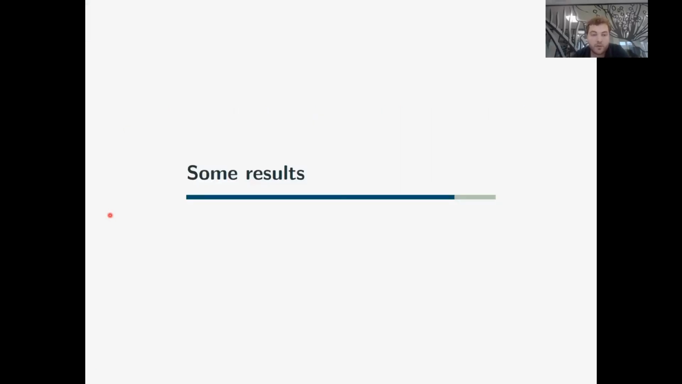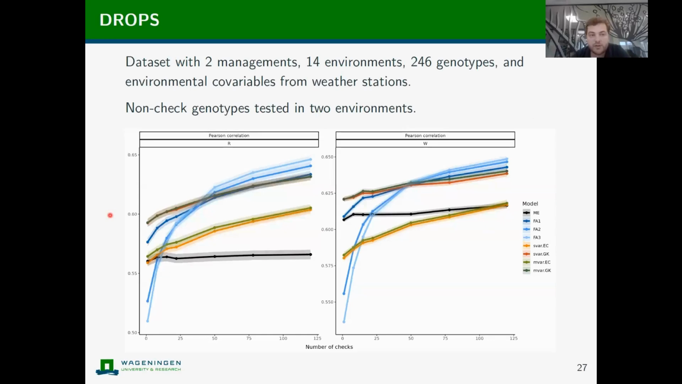Then a few quick results. This is also using the drops data, the full data set. So it has 2 managements, rain-fed and irrigated, 14 environments, 246 genotypes, and environmental covariables from weather stations in those locations. The non-checked genotypes, because this is within this kind of sparse testing setting. So we have a number of checked genotypes that are evaluated in all 14 environments, and the non-checked genotypes are tested in 2 out of 14 environments.